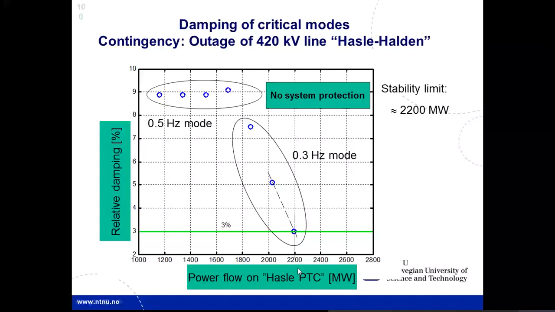So that means if we have a power flow which corresponds to the stability limit, then the mode of 0.3 hertz will have very poor damping. It is very poor, 3% only, and that is the stability limit. So if we increase the power flow beyond this, then the system response may become unstable. That is possible here.